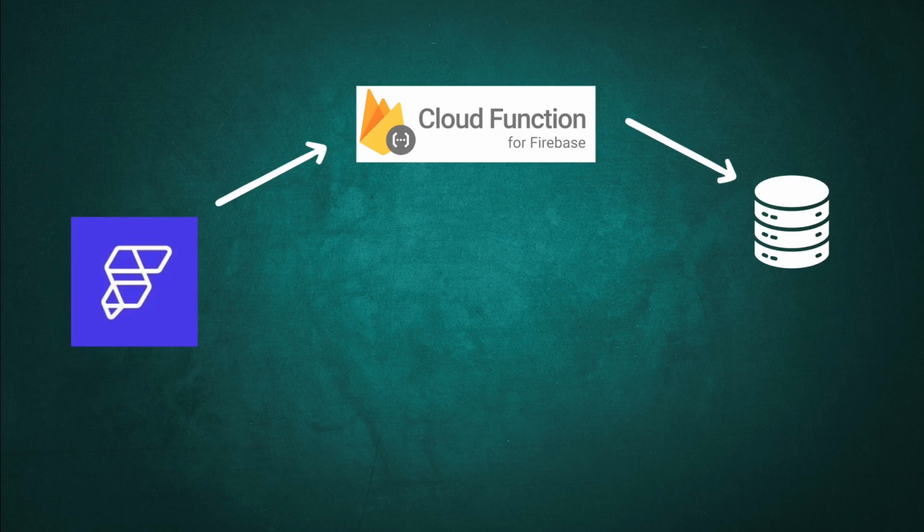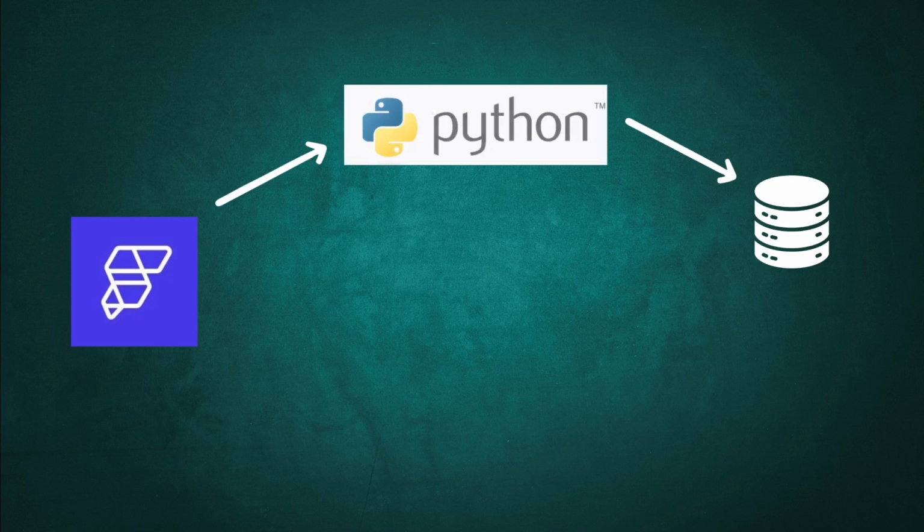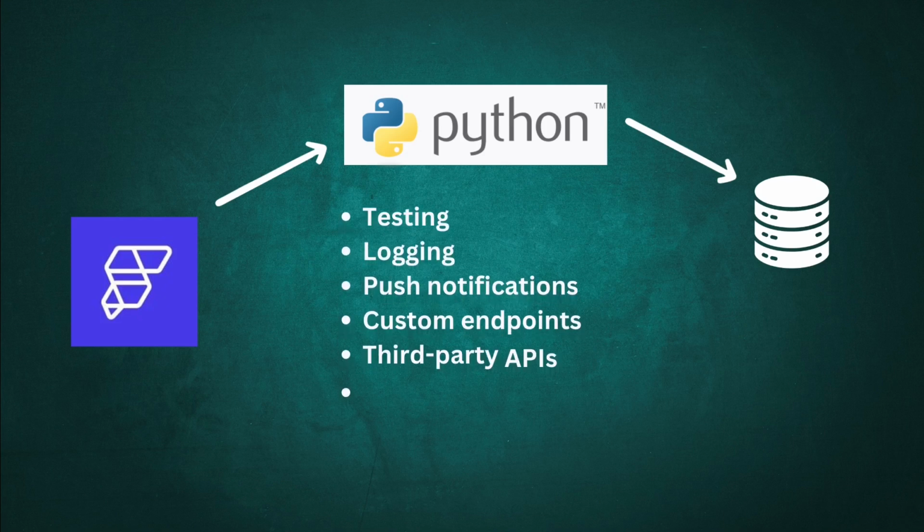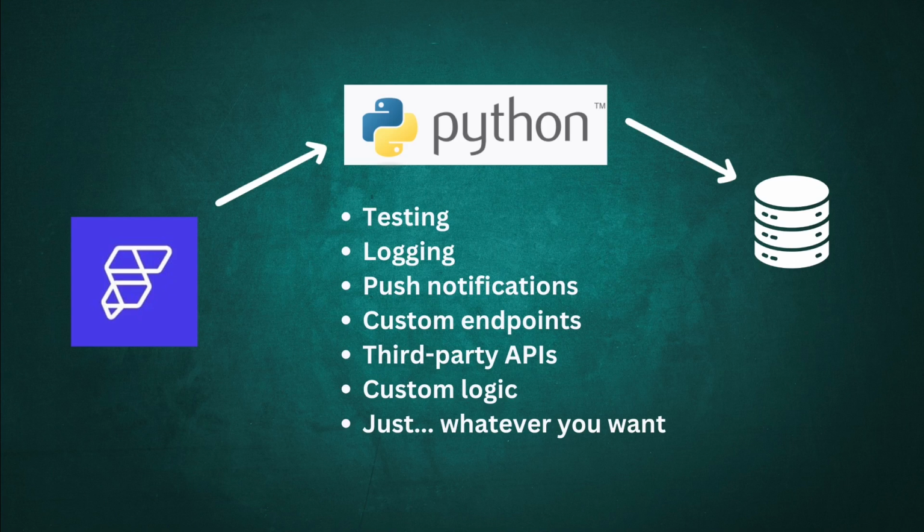What I'm proposing here is that you exchange the cloud function in Firebase for a Python backend that you control entirely. And there's actually quite a lot of reasons why you would do this. Things like testing, logging, push notifications. You can create custom endpoints, you can do integrations with third-party APIs. It's basically just anything at this point.